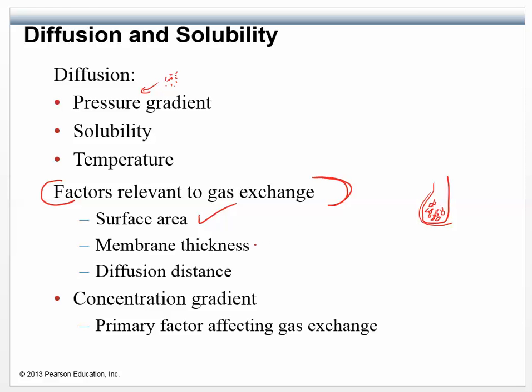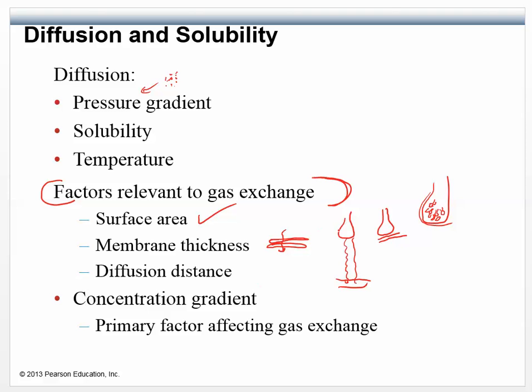It makes sense. The membrane thickness: remember we have those little epithelial tissues lining the lungs and the epithelial tissues lining the capillaries. Depending on how thick that is, we're going to have better or worse gas exchange. The thinner it is, the more easily these gases can move across it. And then the distance. If we have the alveolus up here and the capillary is clear down here, that's a lot of ground to cover for these gases. That's not going to be as good of gas exchange as if we have the alveolus here and the capillary right next to it. Agreed? Okay, so that's diffusion distance, how far it has to move.